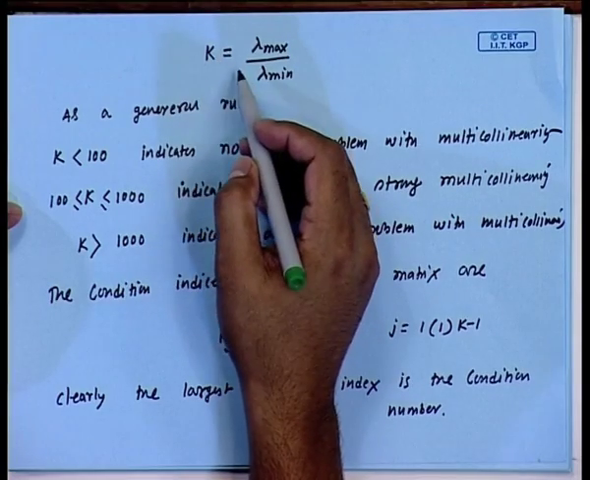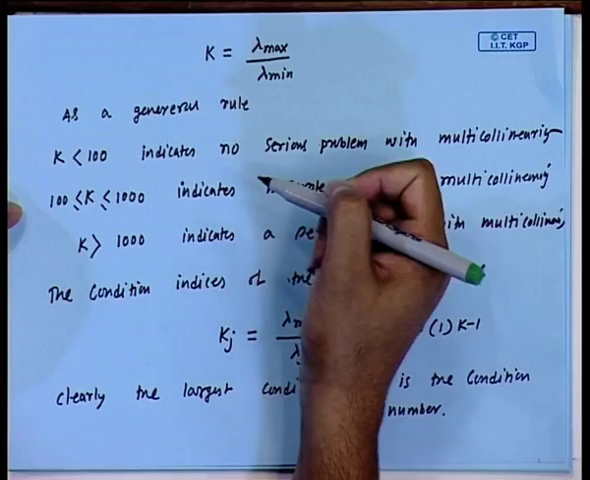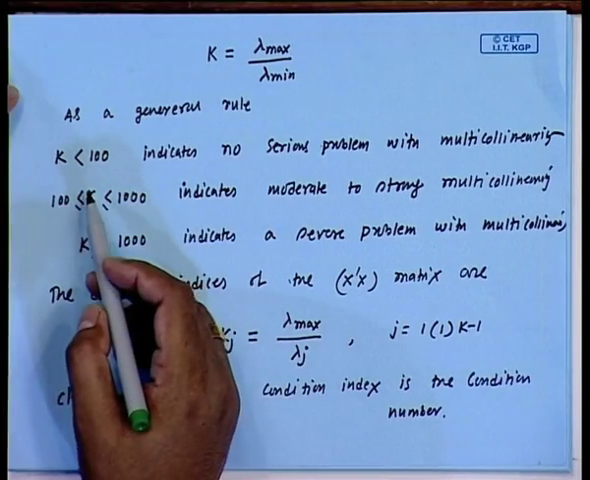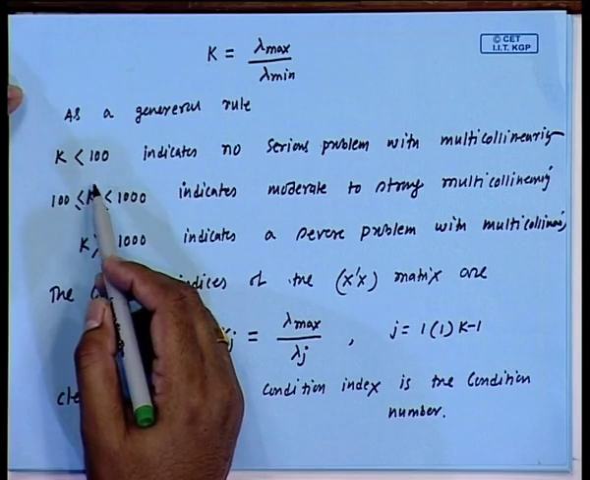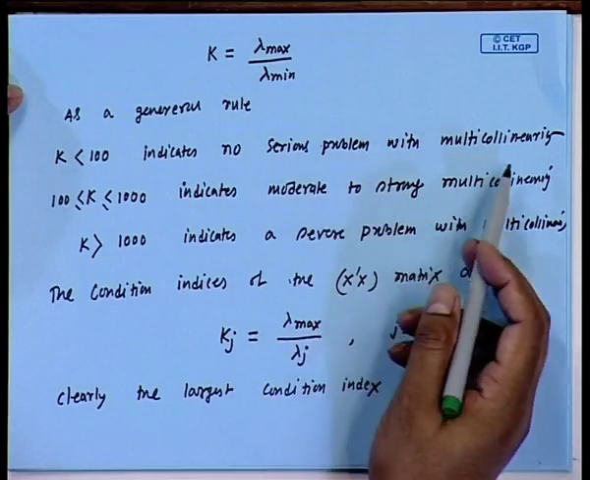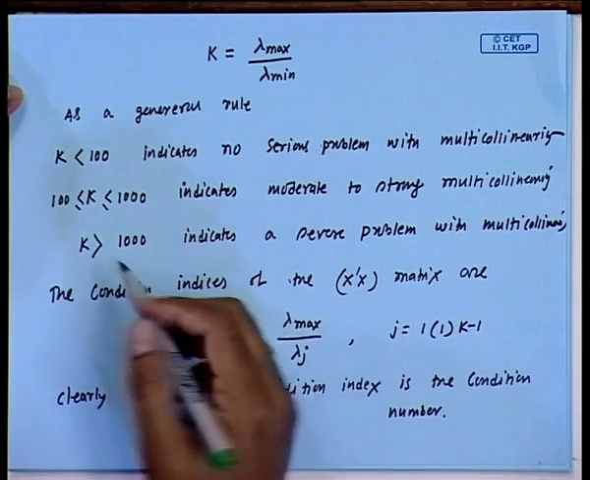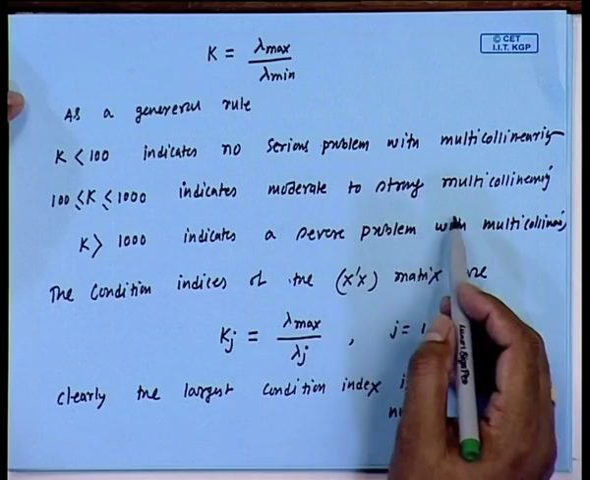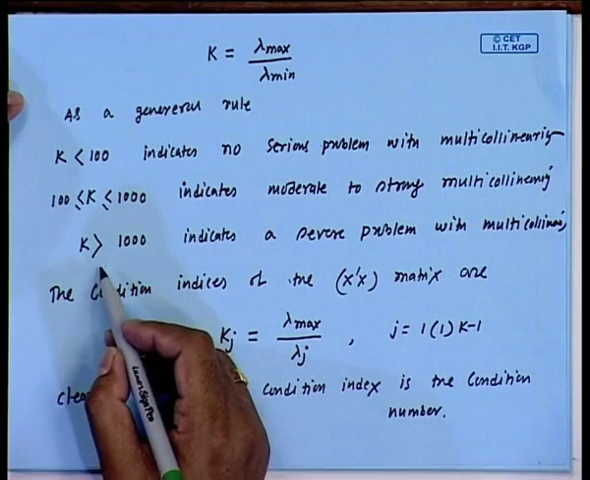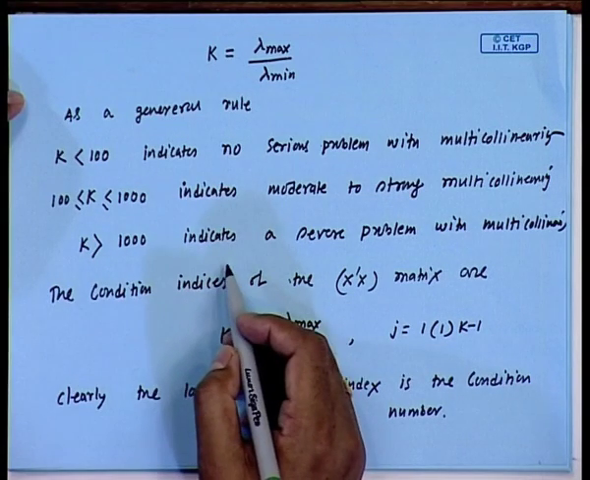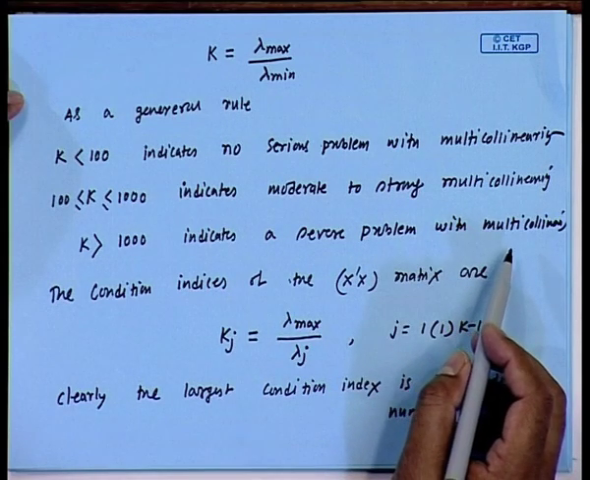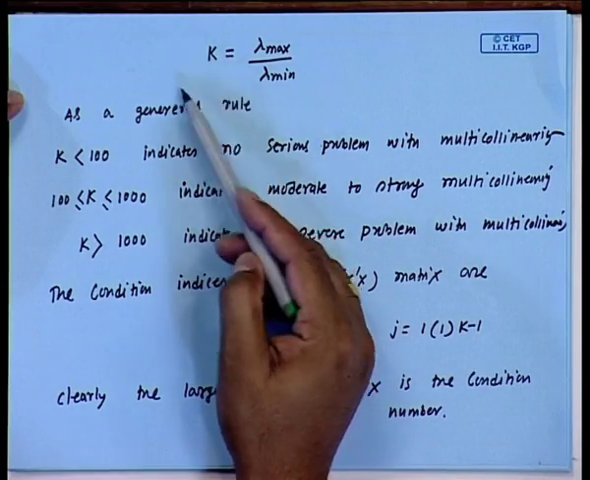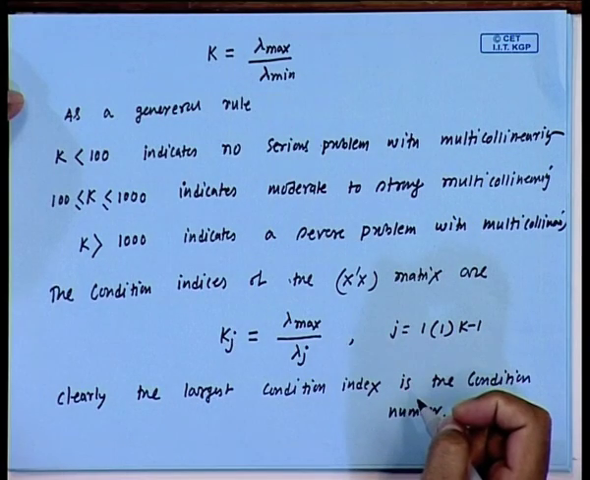and the larger value of k indicates a severe problem with multicollinearity. As a general rule, this is what we talked about in the last class. If k is less than 100, then that indicates no serious problem with multicollinearity. If k is between 100 and 1000, then that indicates moderate to strong multicollinearity. But if k is greater than 1000, then that indicates a severe problem with multicollinearity. So, this is how the condition number is used to detect multicollinearity.